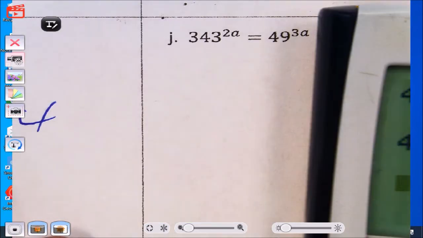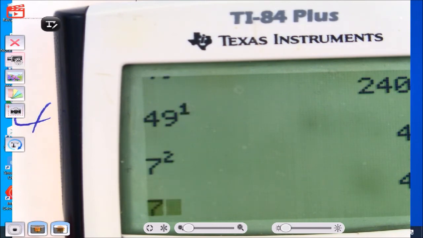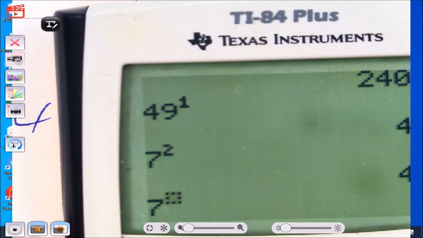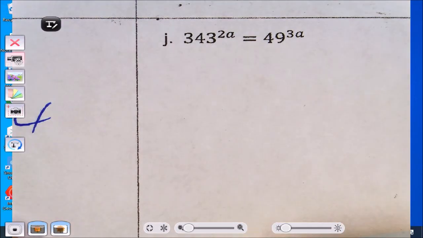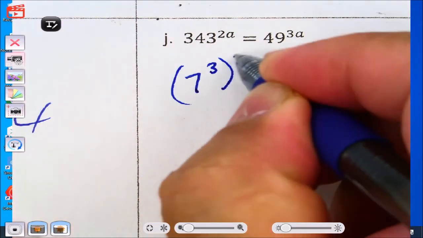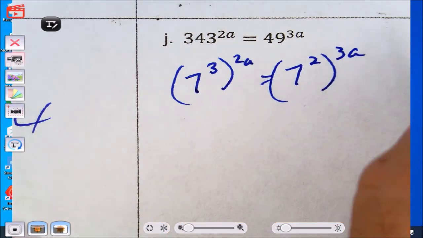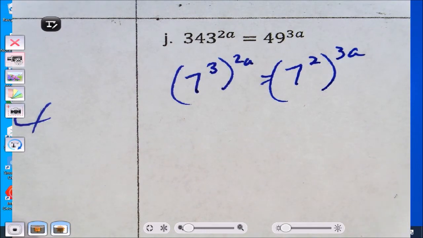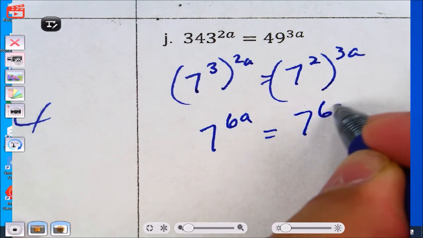Okay? So what's better is, can I write 49 as a power of something? I can write 7 squared. That's 49. So the next question is, what's 7 to the third? 343. That's the number we have. So we're going to write 343 as a power of 7, and 49 as a power of 7. Multiply those exponents. I got 7 to the 6a equals 7 to the 6a.